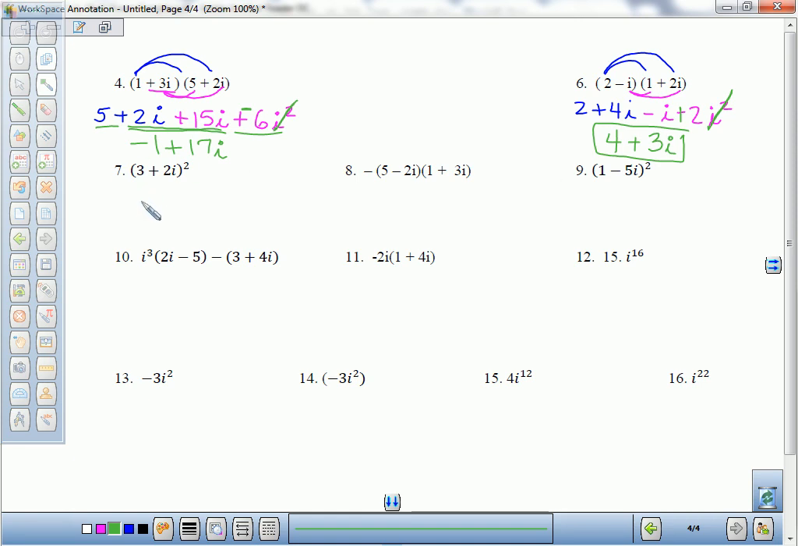Okay, so number 7 looks completely different, but it's actually exactly the same. Because when I square a binomial, it's the same as squaring a complex number. It just means this number times itself. So whenever you see it written as a complex number squared, you just write it out twice and do the exact same thing. Okay? I want you to try to finish number 7.